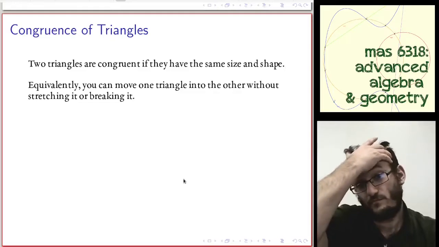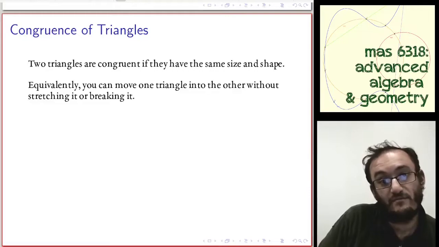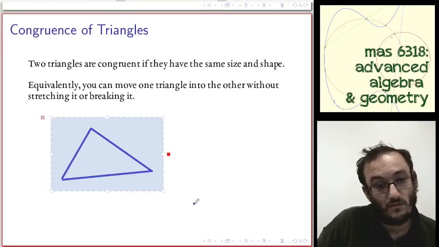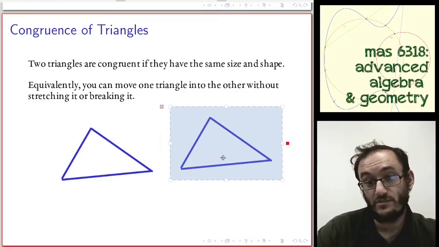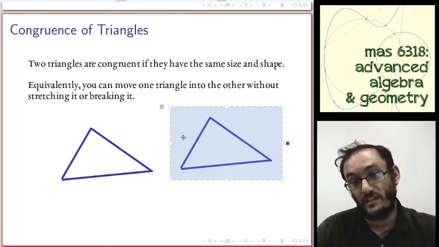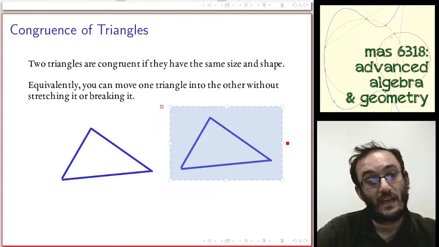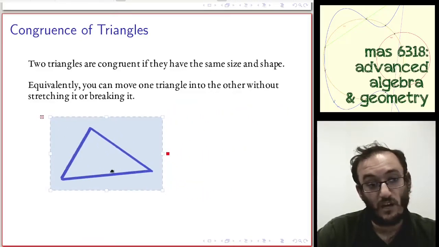And so for example, let's draw a triangle. Okay, so if I wanted to take this triangle and put it over here, these triangles are still congruent since all I did was copy and paste. It's the same shape, same size, and I could just move it back over here and it would occupy the same position as the original triangle.